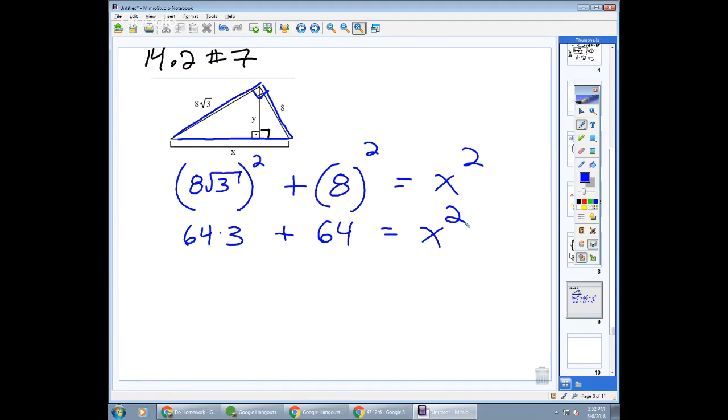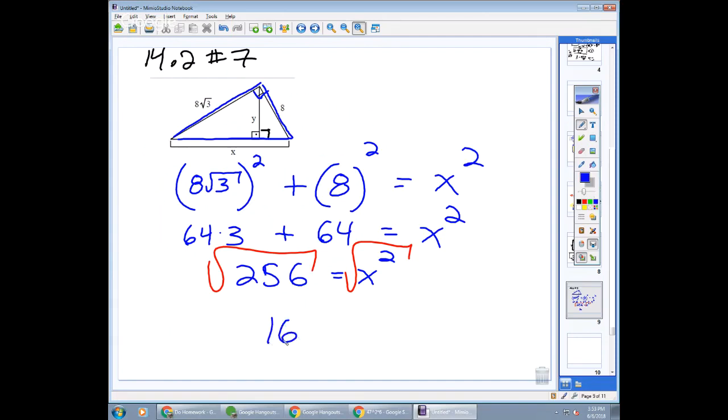So help me out with the calculator here. Altogether, I think that gives us around 128. 256. Thank you. 256 is x squared, and to get the x alone, we can take the square root. And I think 256 is a perfect square. 16 maybe? Cool. That's exactly 16.